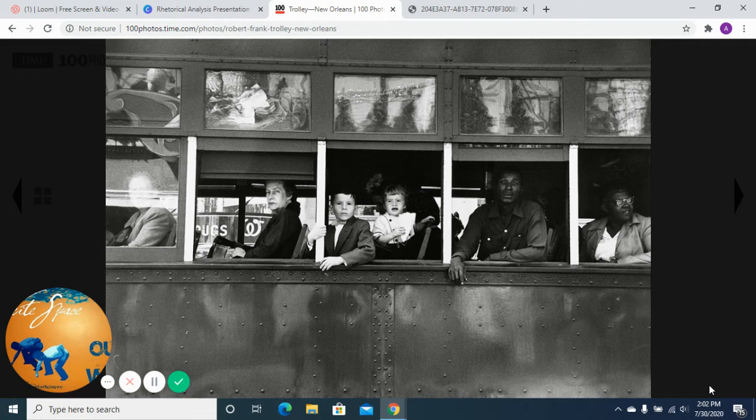And finally we have the kairos aspect. So again, the timeliness of this photograph is pretty relevant, especially because we have the Black Lives Matter movement, we have protests going on. So this can be a timeliness argument for what is happening in the world today.